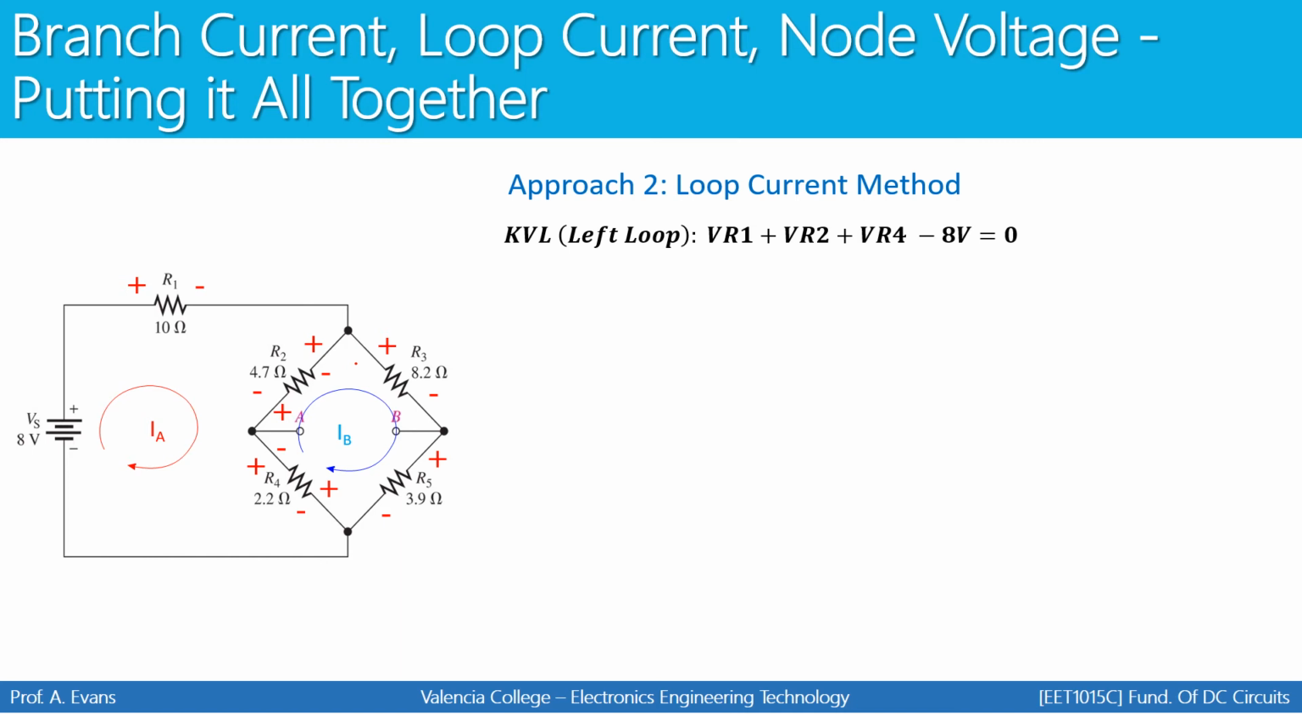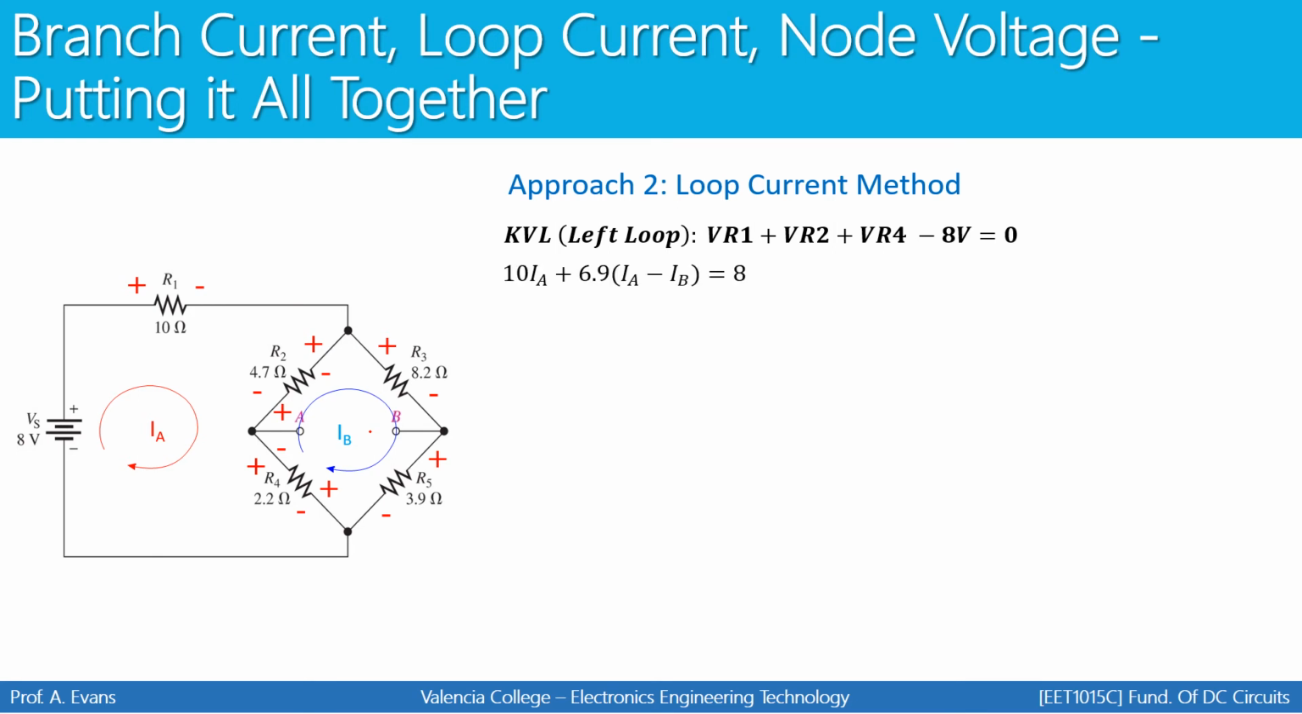The same KVL equations that we did for the branch current method will apply here. The difference is when you start rearranging these voltages to be in terms of a current times a resistance, now we have a loop current instead of a branch current. That's going to change the way our equations look. But keep in mind, I only have two things I don't know, IA and IB. So I only need two equations to relate them instead of needing three for the branch current method.